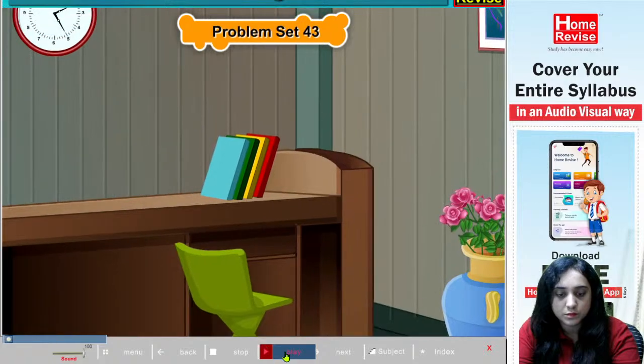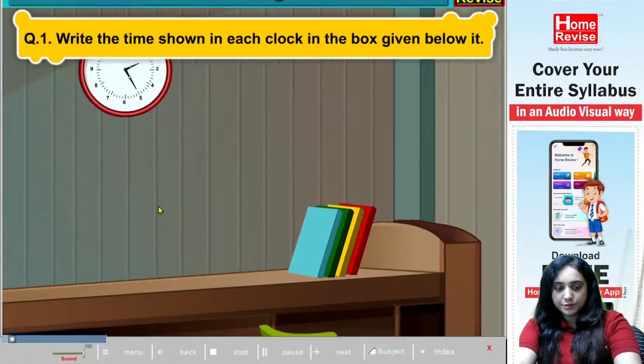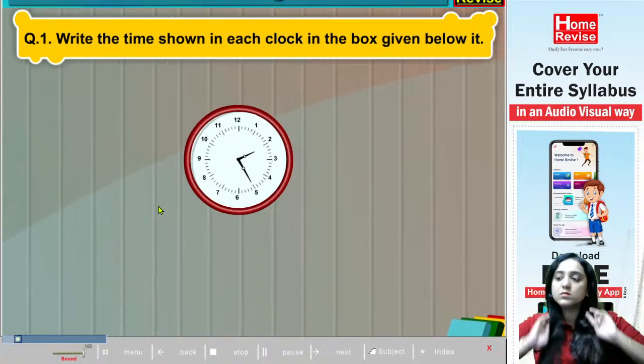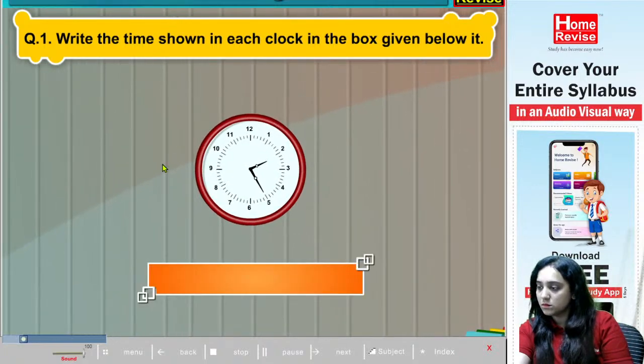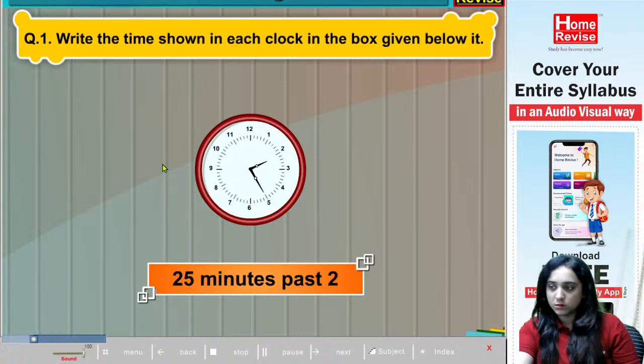Problem set 1. Write the time shown in each clock in the box given below it. 1. Time shown in this clock. 25 minutes past 2.